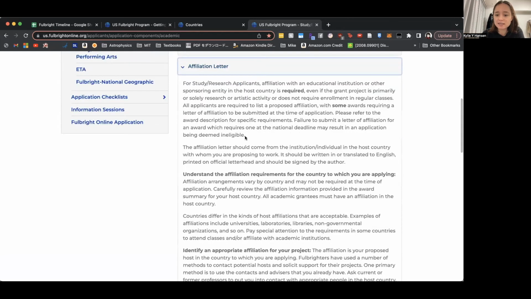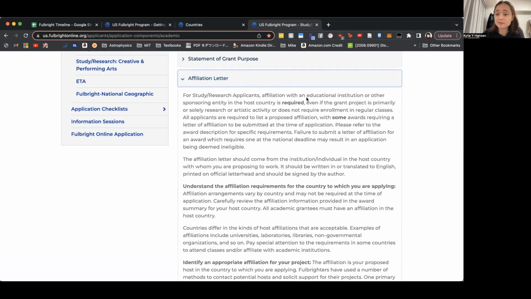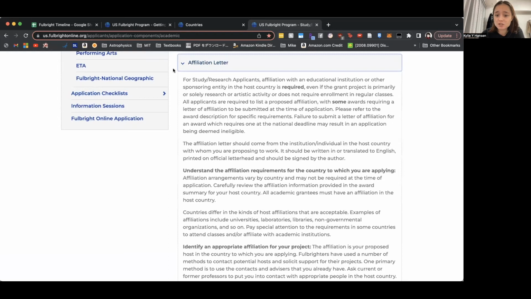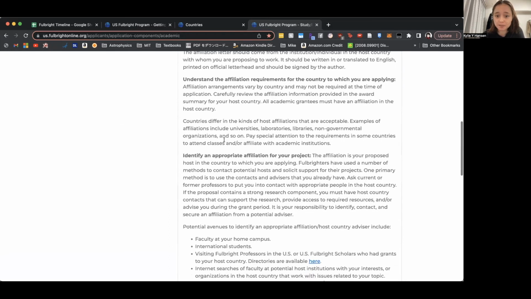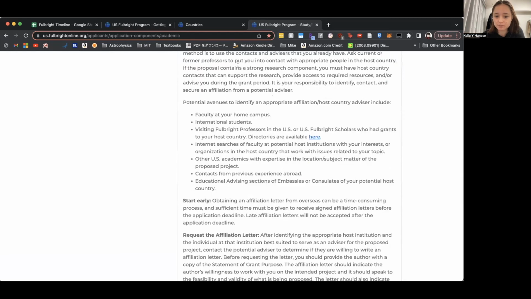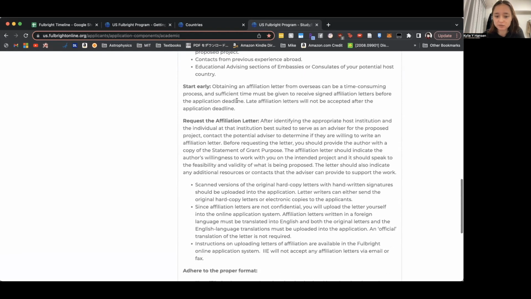This you will need if you are working with a specific mentor. You don't need to read through this too much. Just send this information to your mentor so they can write this up for you and send it back to you. I don't think we need to read over this. Start early. We talked about that. Why do you have to start so early? Well, it explains this for you here.